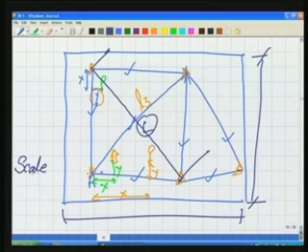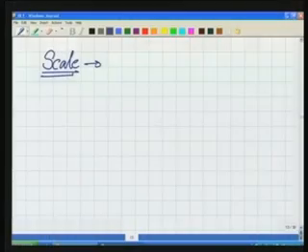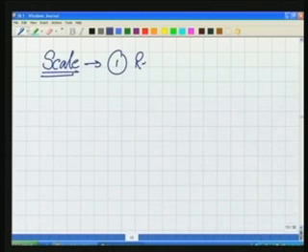A scale means we want to convert the distances which are larger on the ground into smaller distances here in the map. Now, about this scaling, what are the scales, what are their types? Number one way of representing the scale is by representative fraction.